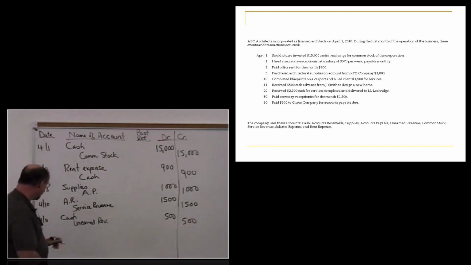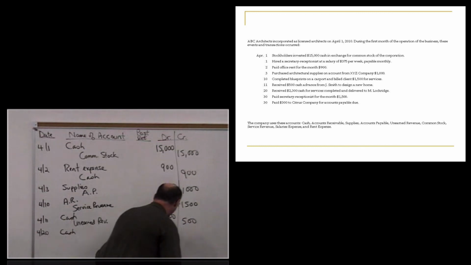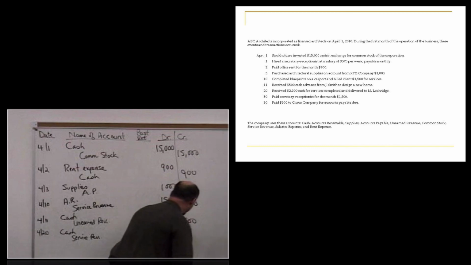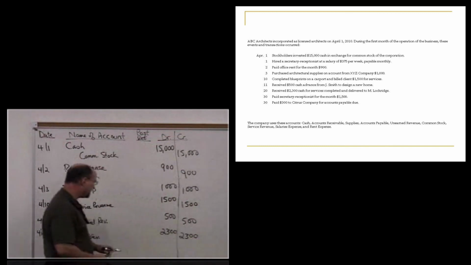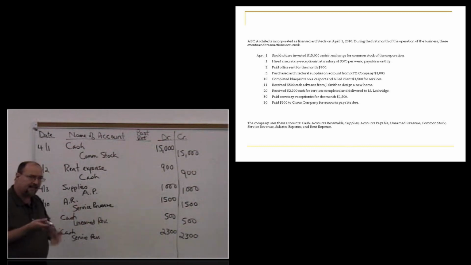On April 20th, we received $2,300 cash for services completed and delivered to M. Lockridge. Okay, so we received cash, $2,300, so I'm going to debit cash, $2,300, and I'm going to credit service revenue, $2,300. I did the work. The work's complete. They paid me. It's not a liability. It's my money. That's why I'm in business.